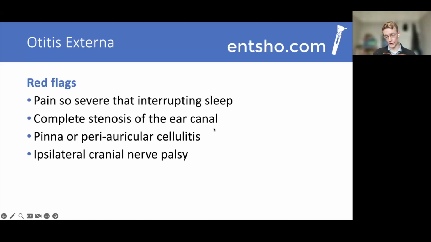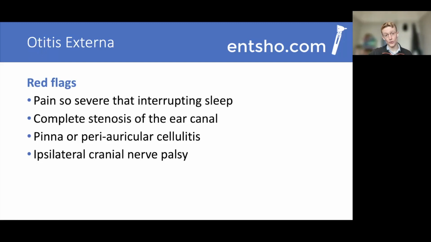Red flags that you should check with new referrals: how bad is the pain, and is it interrupting them from their sleep? That is a worrying sign of something more severe, like necrotizing otitis externa. Do they have complete stenosis of the ear canal? Because if they do, topical treatment's not going to work and they're going to need a wick to be inserted.